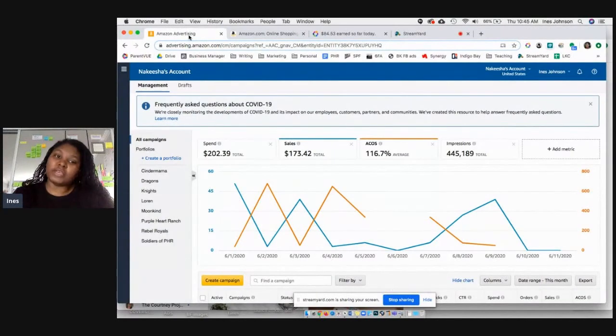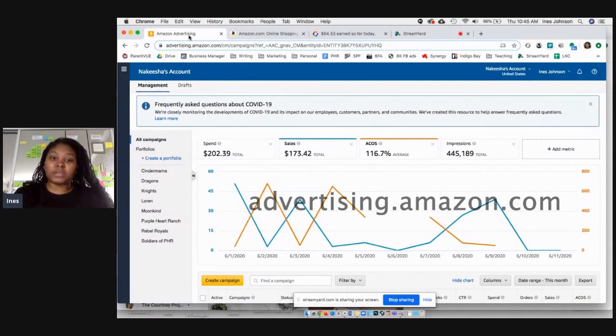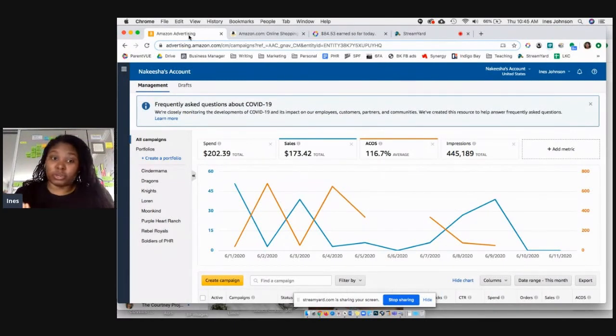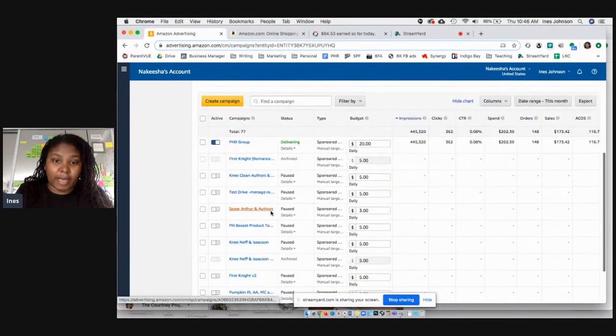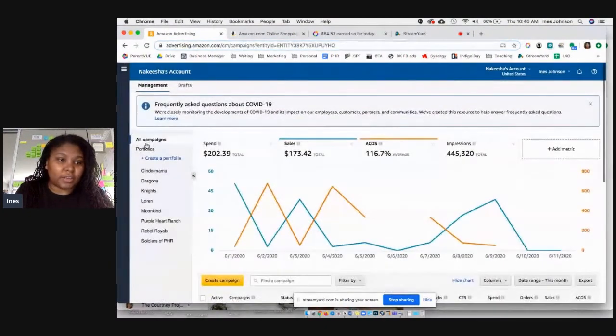Okay, so to get to the AMS advertising platform, you go to advertising.amazon.com, or you can go straight from your KDP dashboard, click on the promote in your book, and then you can go straight there. But I have this bookmark, so I always come this way. The way that I work with my ads is I create portfolios, because if you just come to all campaigns, it's so stinking messy and everything is just out and about, and I can't stand that.